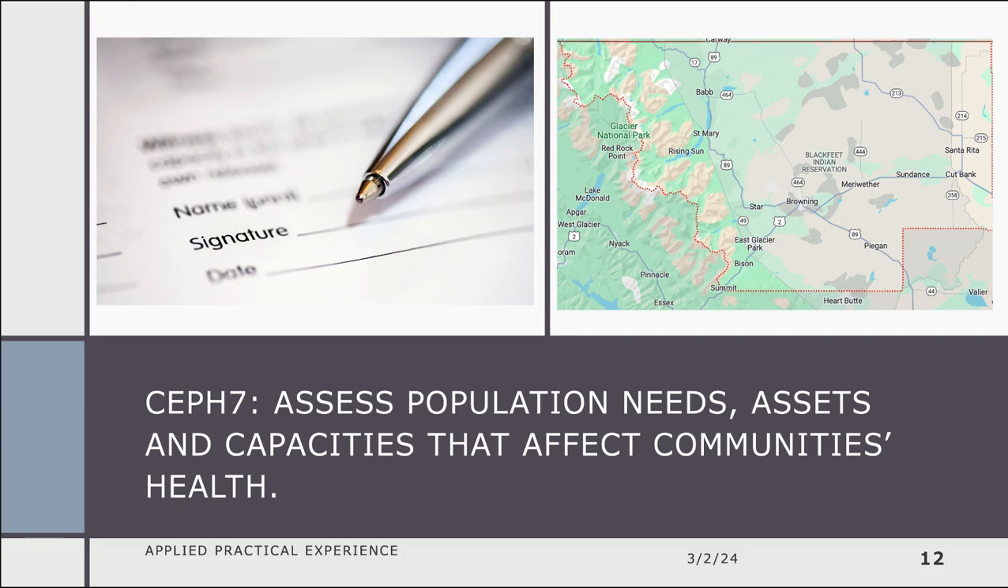Pictured above is an outline of Glacier County, which expands from Cut Bank to St. Mary's to Babb to East Glacier, which includes the Blackfeet Indian Reservation, all the way up to the Canadian border.